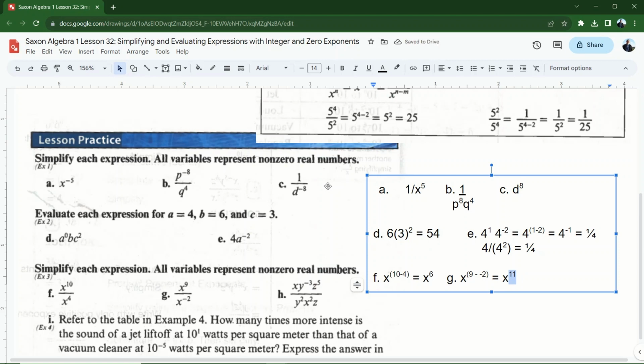Another way to do that would have just been to bring the x to the negative 2 up to the numerator, because it's on the wrong side of the fraction bar. Then it would be x to the 9th times x to the 2nd, and then I would just add the exponents and get x to the 11th. So, multiple ways to do G.